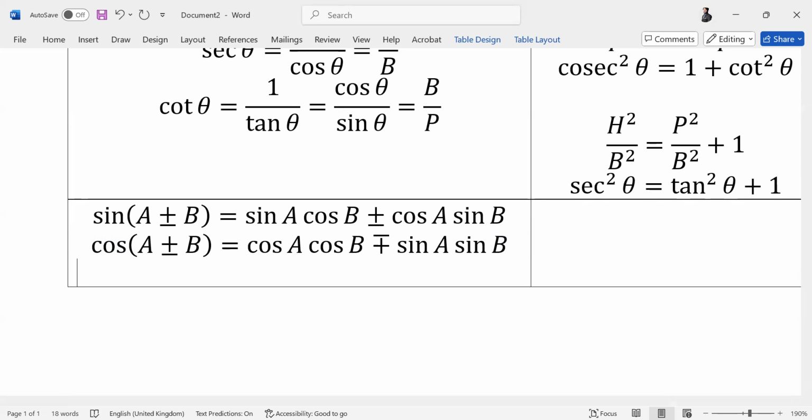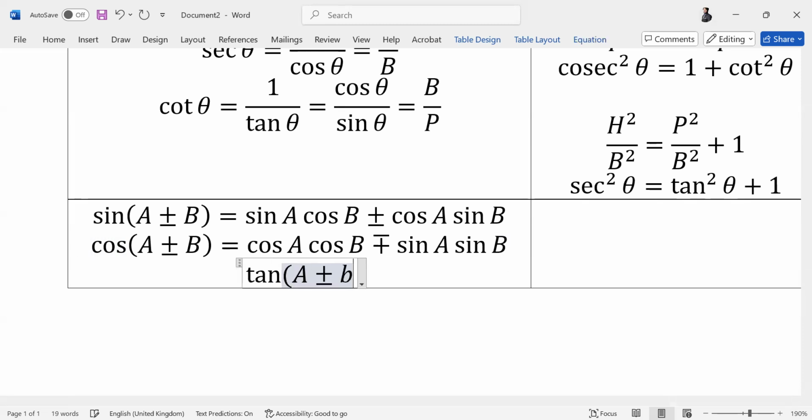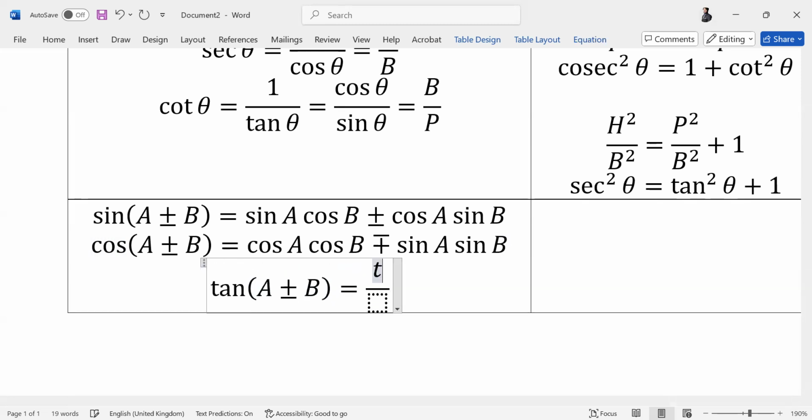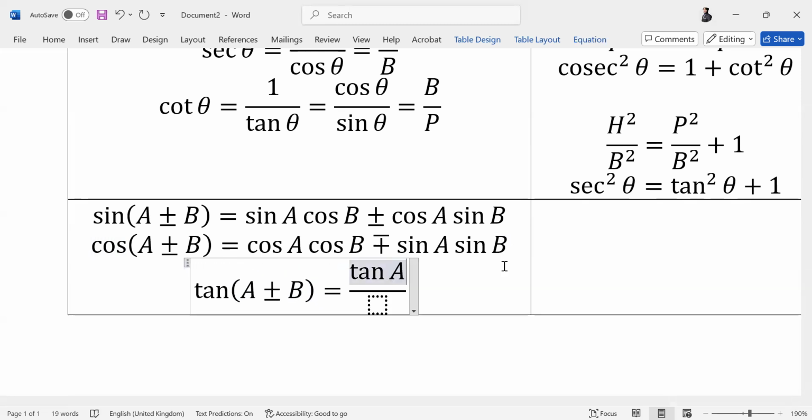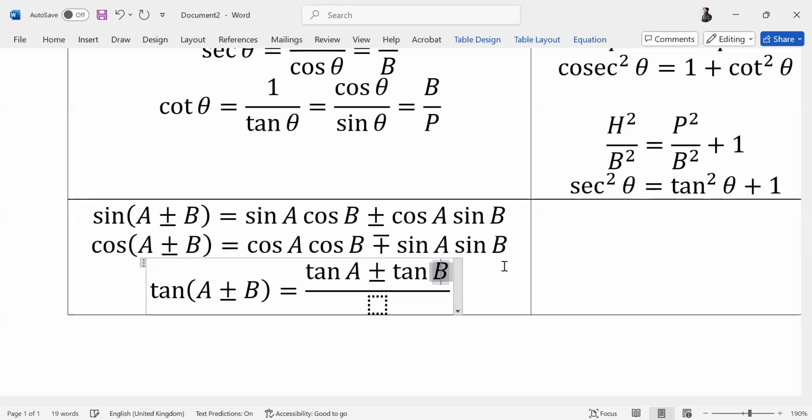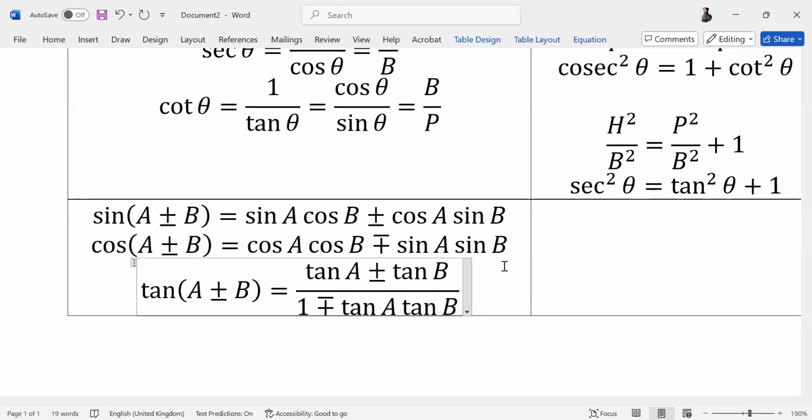Next, tan A plus minus B. Now tan will do the same thing because it's sine upon cos. So on top it will do what sine does, tan A plus minus tan B. And at the bottom, 1 minus plus tan A tan B. Is this clear? Nothing to worry about, nothing to memorize. All of this will be provided.